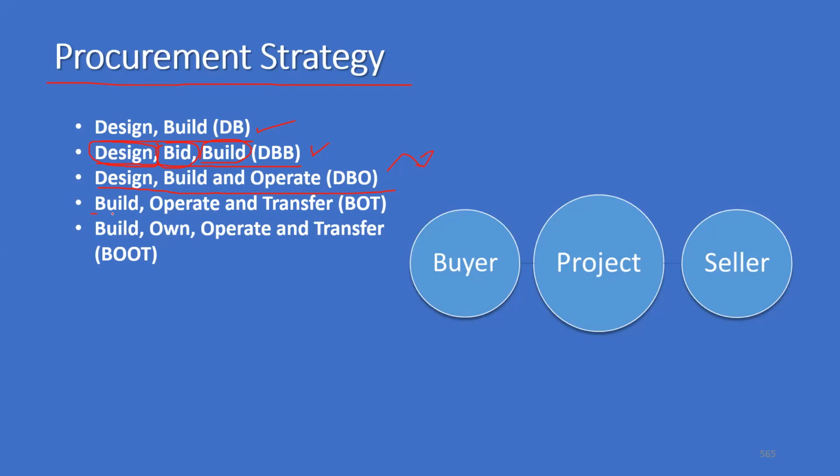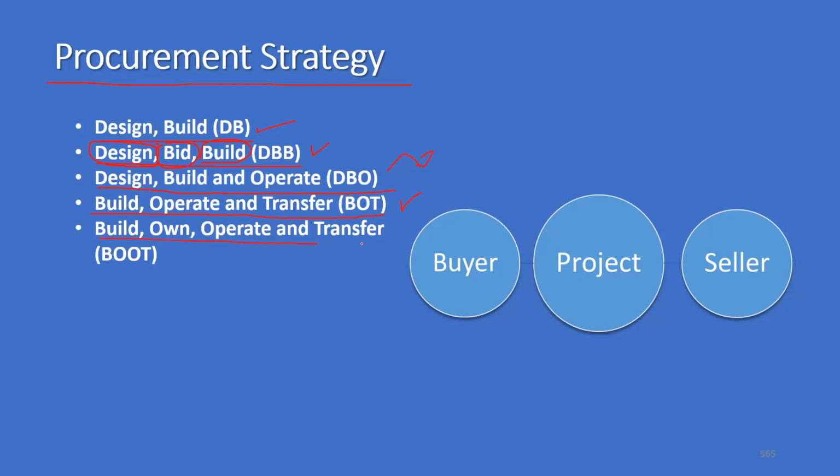Then another variant is build, operate, and transfer. This is exactly applicable for national highways with a toll or a bridge with toll kind of thing. So the contractor will build it, operate it for some years, and then transfer it to me.